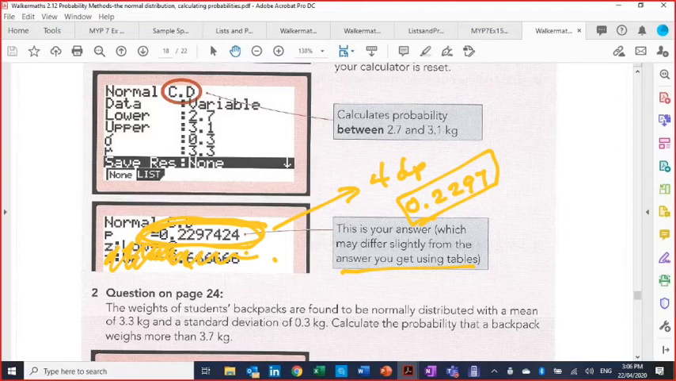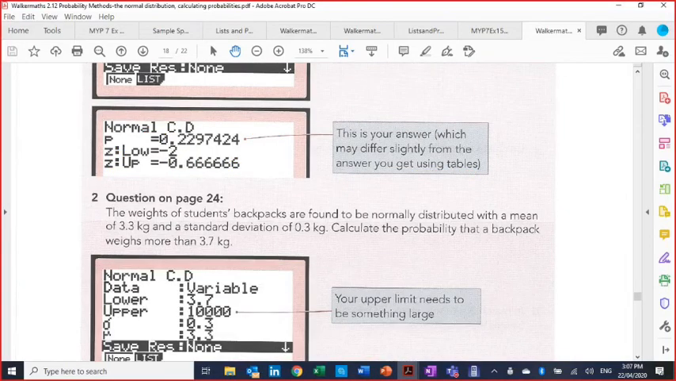Sounds horrible? You should be pretty happy right now as long as you have your calculator in front of you. All right, so let's look at some more.